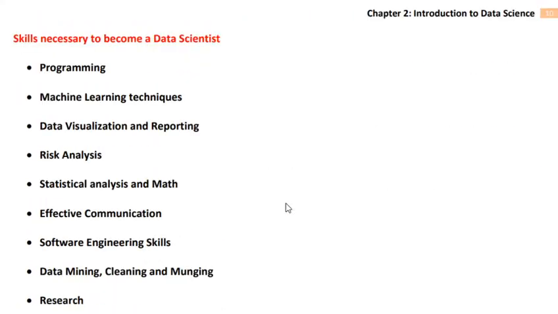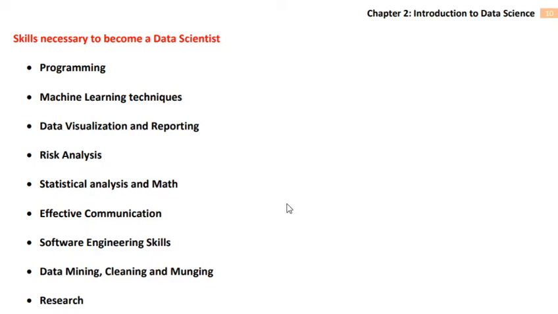Now, some of the skills that are necessary to become a data scientist. So, first one is programming. A data scientist should have a very good grip on programming skills. He should have adequate knowledge about machine learning techniques, right, and the evolved concepts like neural networks and deep neural networks and so forth, right?